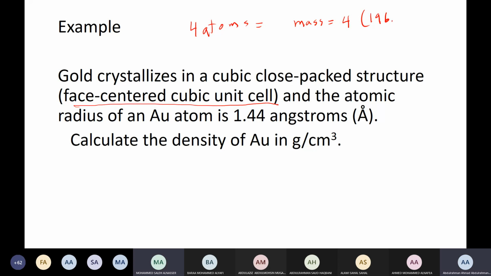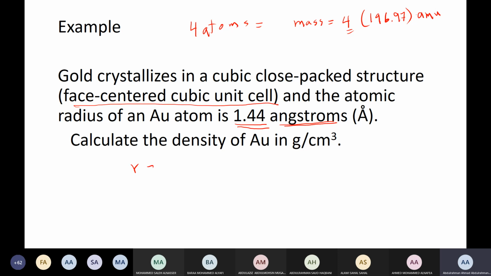196.97. And you must multiply by what? By 4. It's face-centered, so it's by 4. And you'll get it in what unit? AMU. That's one thing. And the atomic radius of gold is 144 angstrom. What's given to you here? R.